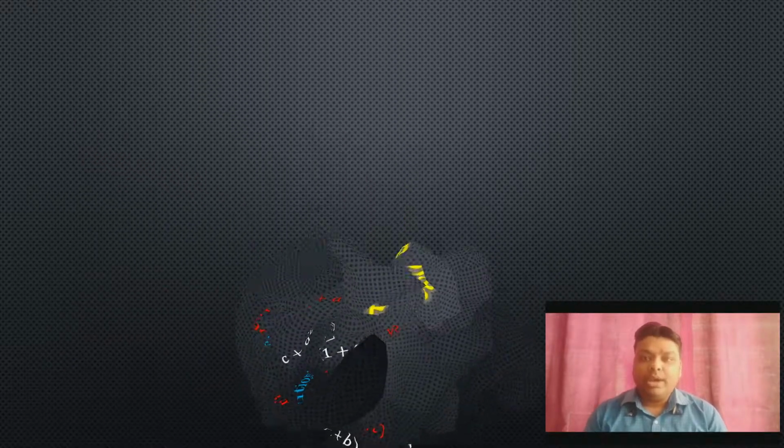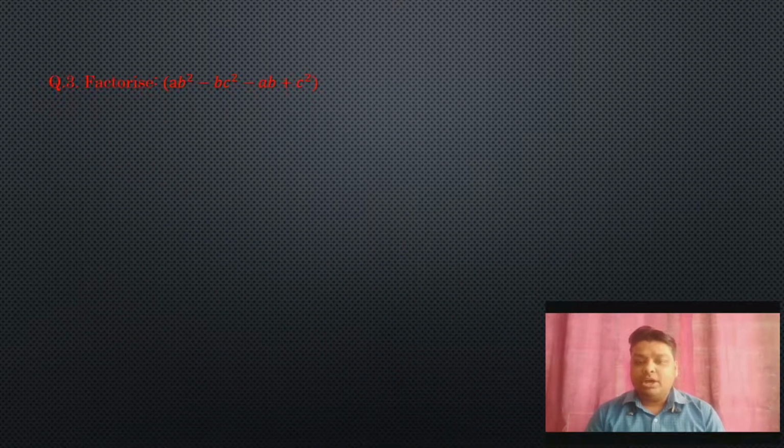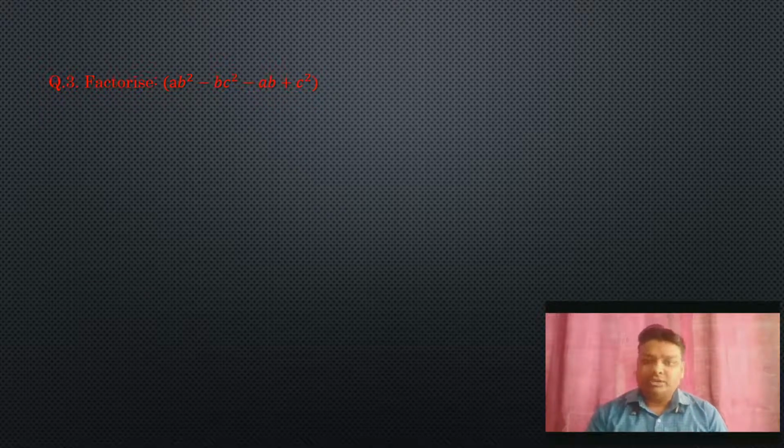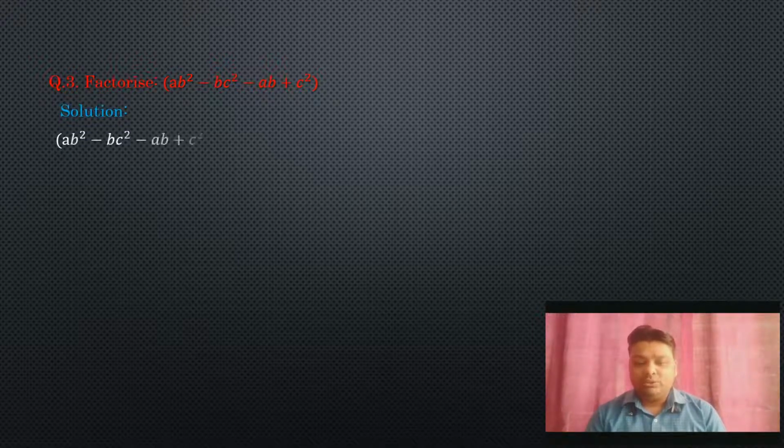Now we have to factorize AB square minus BC square minus AB plus C square. Same as previous we can solve. Okay. Let's see. At first we will write the question. Now here you can see the first two terms are grouped and the last two terms again grouped. Okay. Then what is common in both the two terms? A is here but A is not here. B is here. Yes, B is here. So one B we can take out as a common, and here AB and C square, nothing is common. So we can take out only one if nothing is common.